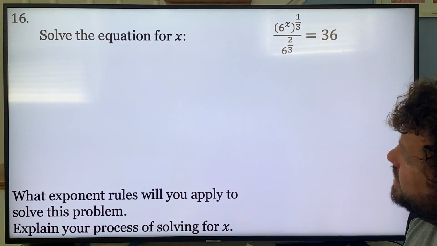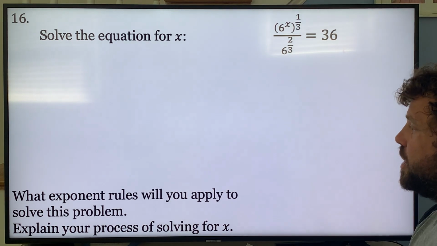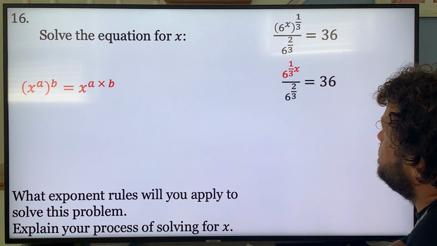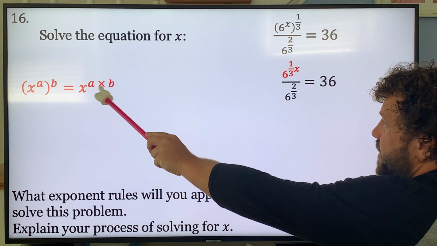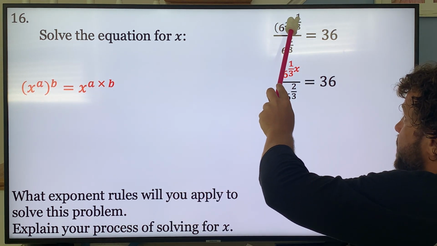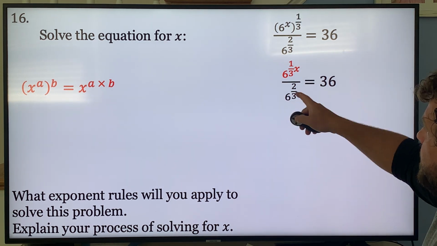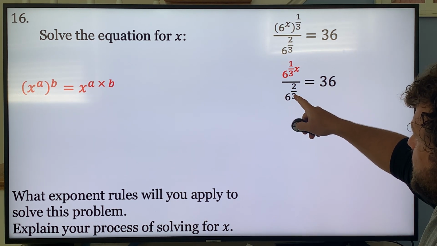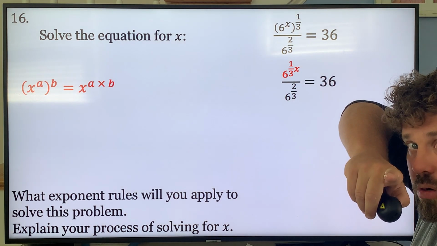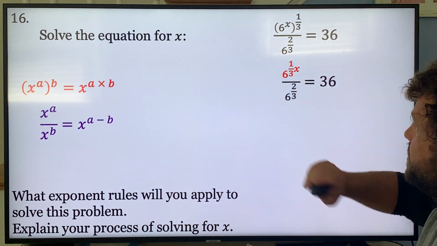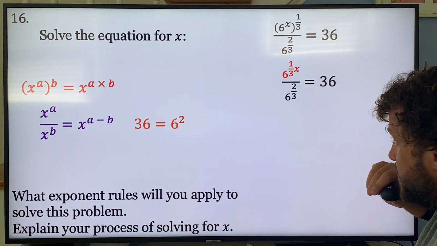All right, 16. Solve the equation for x. So let's go. What rules do you use? First rule. When you raise a power to a power, you multiply the two powers together. So 6 to the 1/3 times x, divided by 6 to the 2/3. Now what I'm doing here is I'm going to divide. When you divide two things, you subtract. So 6 to the 1/3 x minus 2/3.